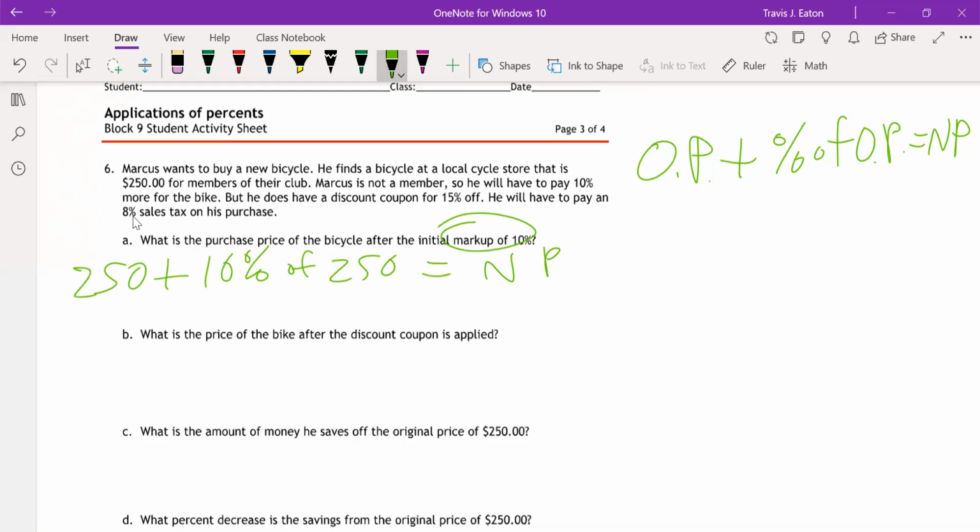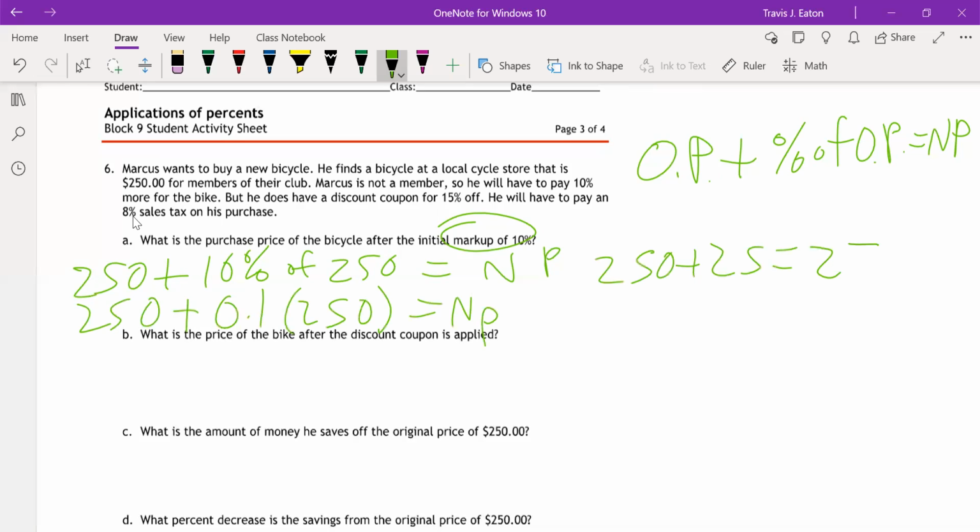Okay, so 10% of $250 is 0.1 multiplied by 250 equals the new price. Oh, and 0.1 times 250, 10% of 250 is 25. So 250 plus 25 will be 275. So Mr. Marcus is going to have to pay 275 with the 10% markup.